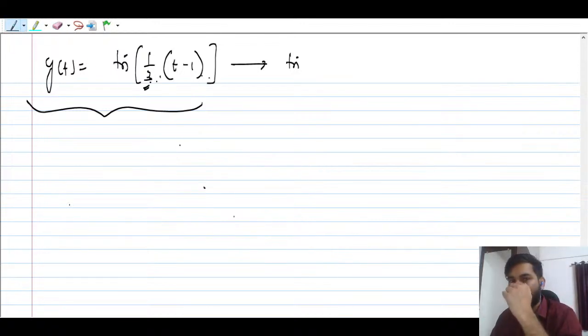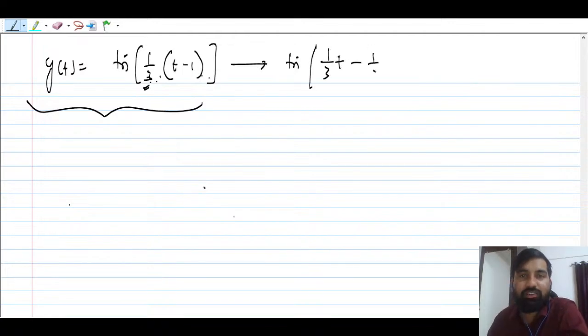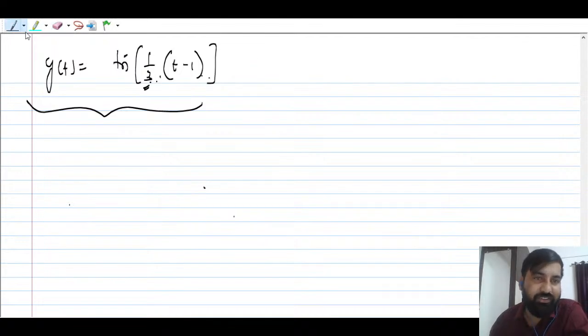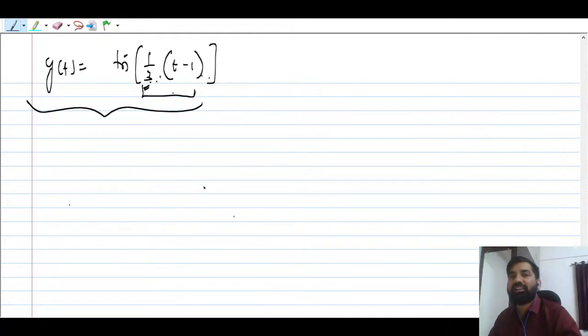Sketch is very important, okay? So what do we write here? This is nothing but 1 by 3 t minus 1 by 3, you can say, like this. Or you can go by definition also, I don't have any problem. So if you go by definition, you can try this. This is a very important signal where you have to draw triangular of 1 by 3 multiplied by t minus 1.